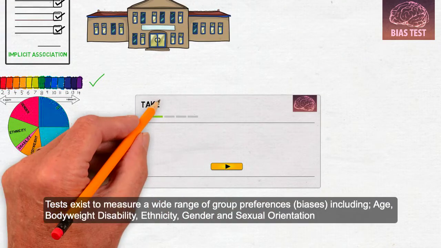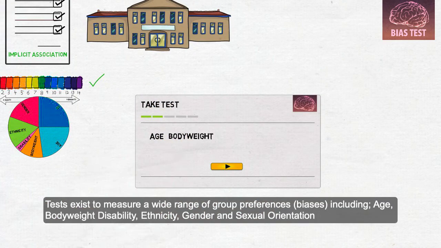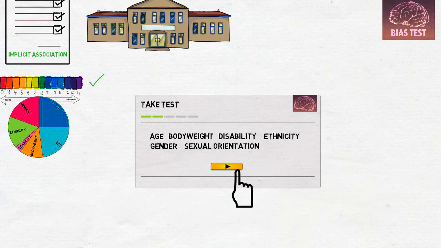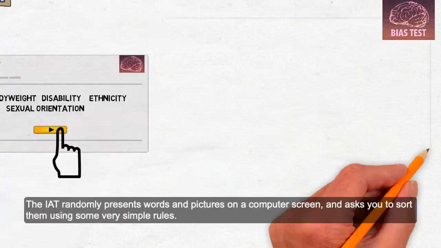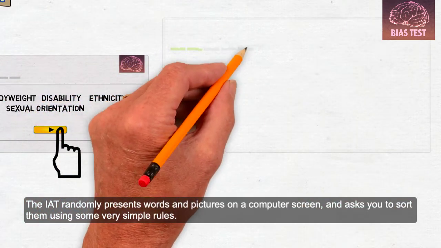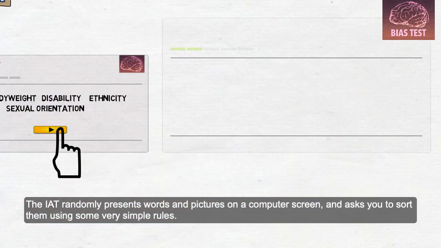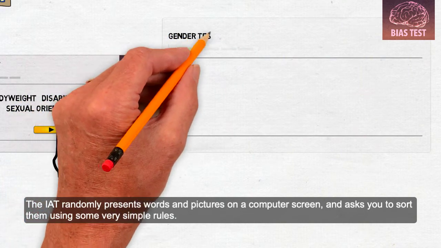Tests exist to measure a wide range of group preferences, biases, including age, body weight, disability, ethnicity, gender, and sexual orientation. The IAT randomly presents words and pictures on a computer screen and asks you to sort them using some very simple rules.